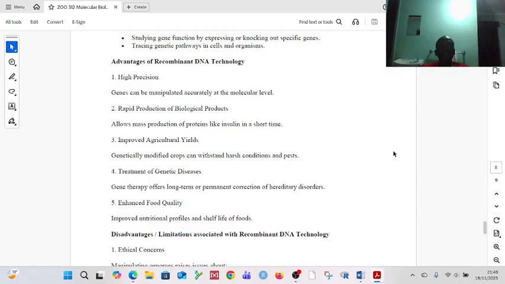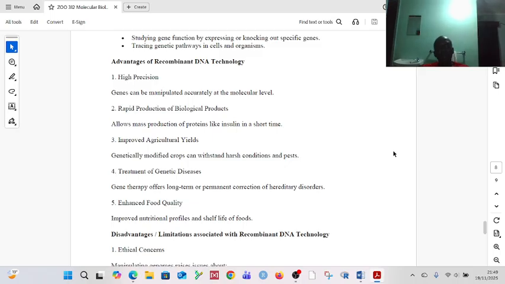Then because you are putting the recombinant DNA in a bacteria, for example, which reproduces so fast, the second advantage then is the rapid production of biological products. Within a very short time, you end up having any biological product that you wanted being produced rapidly.